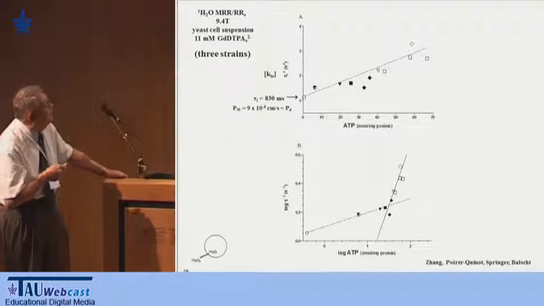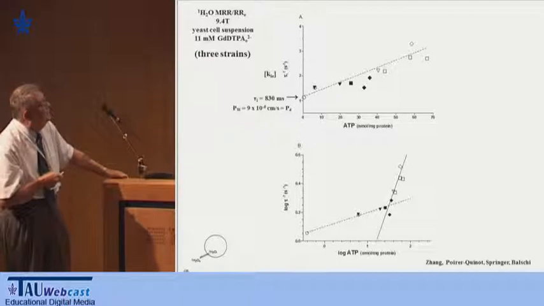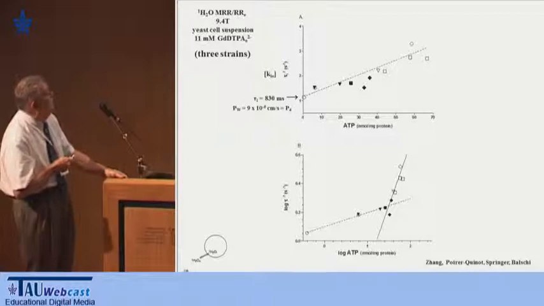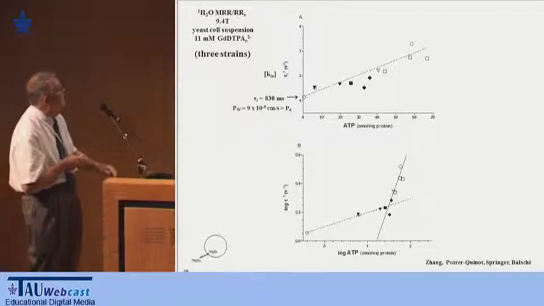And more or less, this is 1 over tau I, or K_IO, the rate constant for efflux, unidirectional, is linearly dependent on the ATP level. If you go to the intercept where there's really no ATP, it's 830 milliseconds, and that gives you a permeability coefficient of 9 times 10 to the minus 5th.